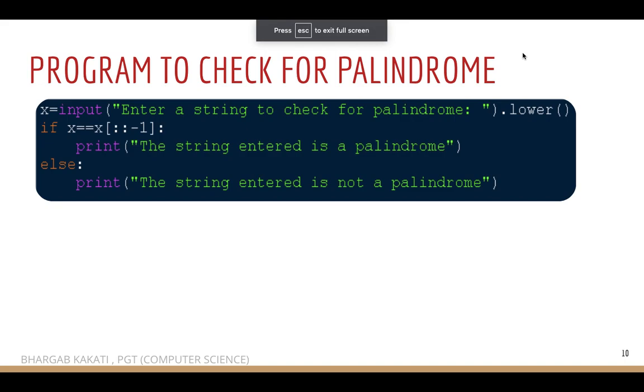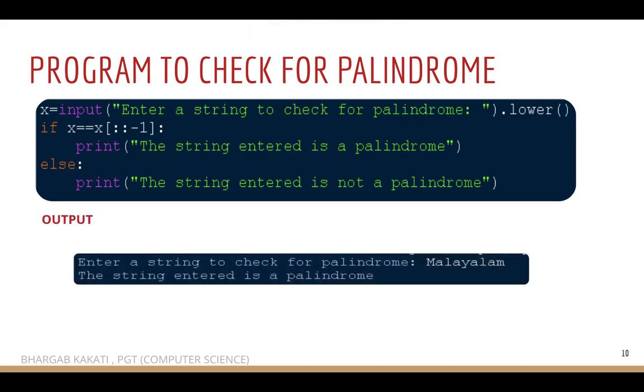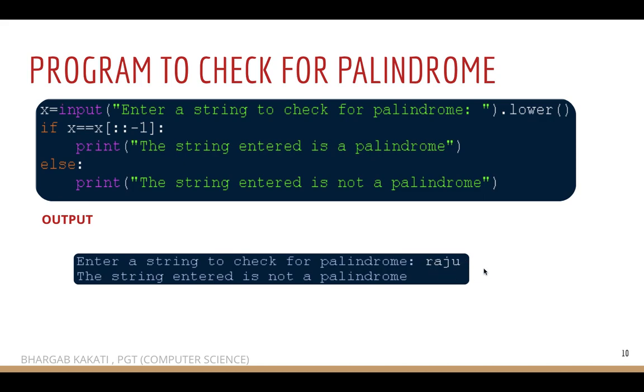All right. So here, this is the program which we did just now, and here the first string is given as Malayalam and the string entered is a palindrome. Here, why this lower is given: otherwise, if I do not give .lower for Malayalam, it will show that the string is not a palindrome. But since I gave .lower, it will convert everything into lowercase and then it will check the result. If I use another input, let's say I gave the input as Raju here, it is giving that the string entered is not a palindrome.